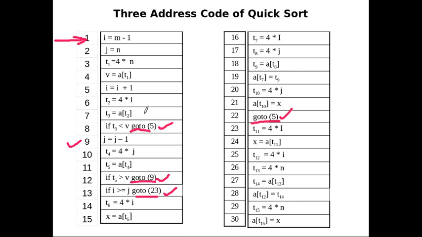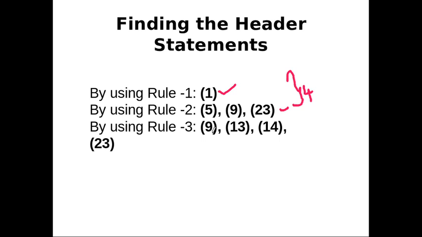In the three address code, whichever statements are target instruction statements, the statements after them become leader statements. After 8, 9 is the leader; after 12, 13; after 13, 14; and after 22, 23. Okay, 9, 13, 14 and 23 by using rule 3. Now you can write them in order. If there is any duplicate, remove it.